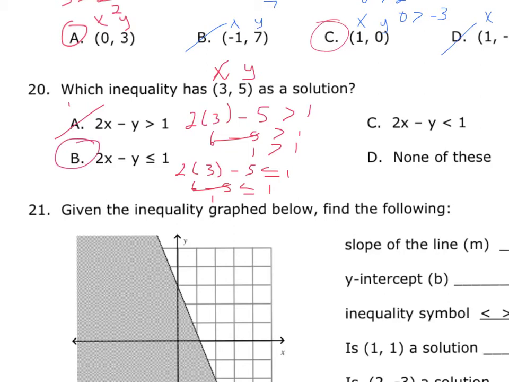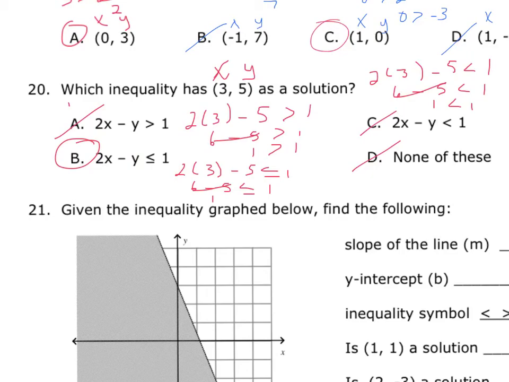C, we're going to substitute the 3, 5 in it as well. So 2 times 3 minus 5 is less than 1. And we end up with 6 minus 5 is less than 1. And 1 is not less than 1, so C is out. And it can't be D because I found a solution that worked. So B was our answer choice.